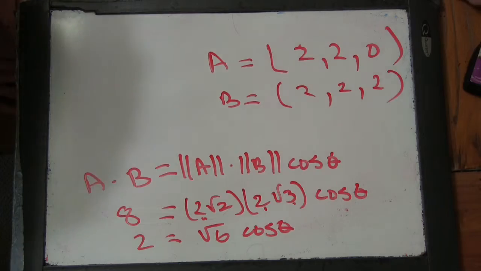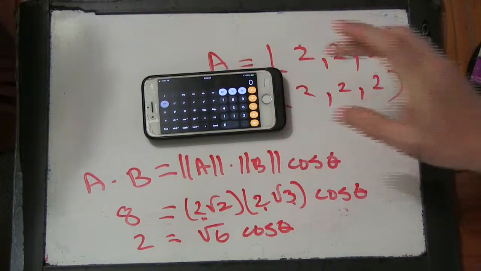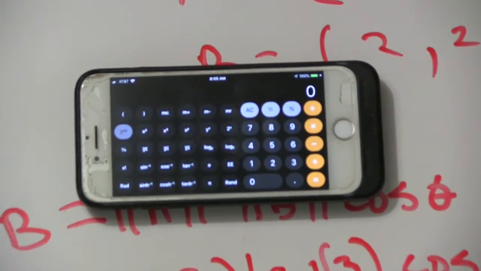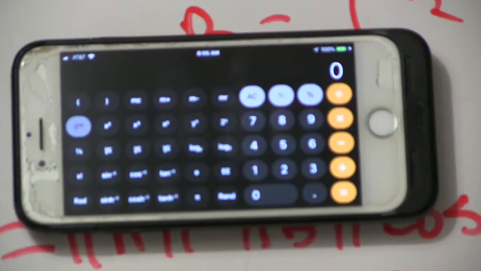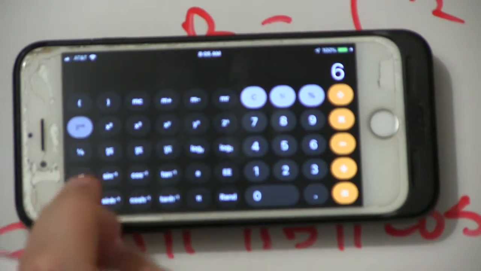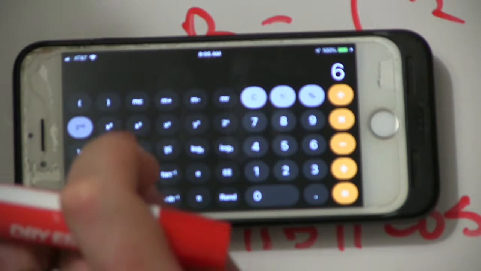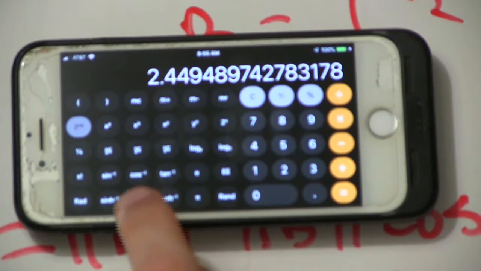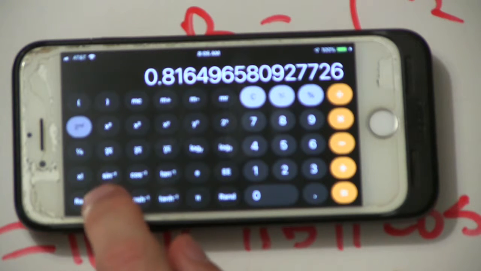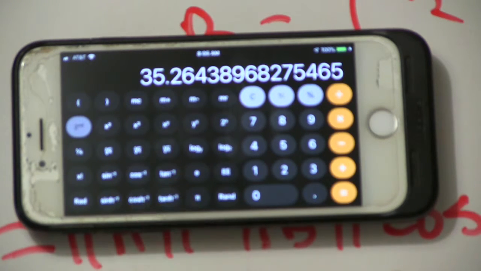So let's see if we can bring in a calculator. Maybe I'll zoom in on it. And we'll see what that angle is. So it's 2 divided by the square root of 6. Sorry, I'm a long way away through the tripod. And then arc cosine is that one. So it's about 35 degrees.